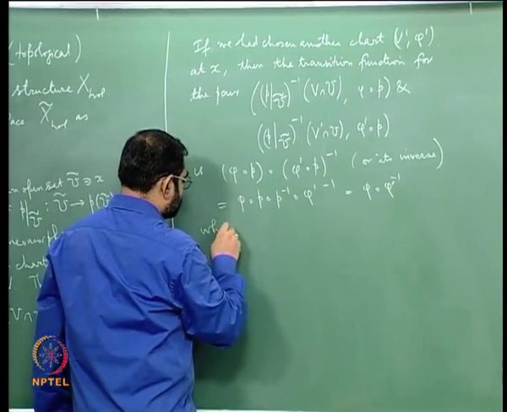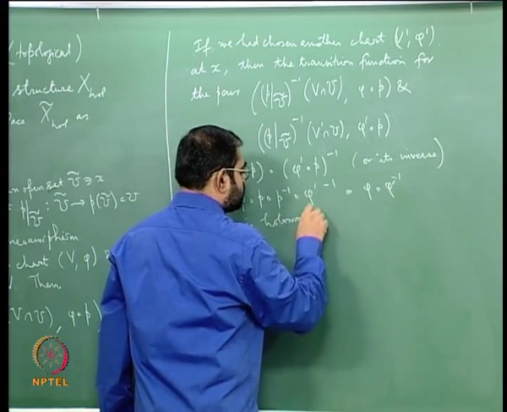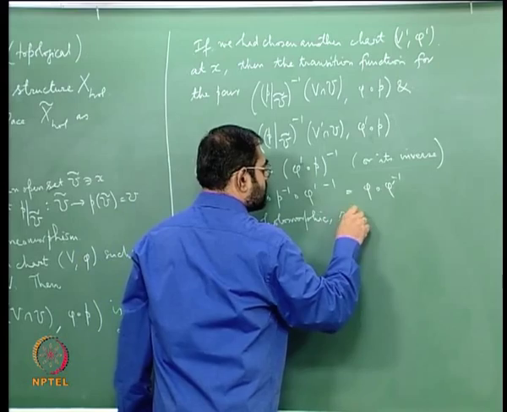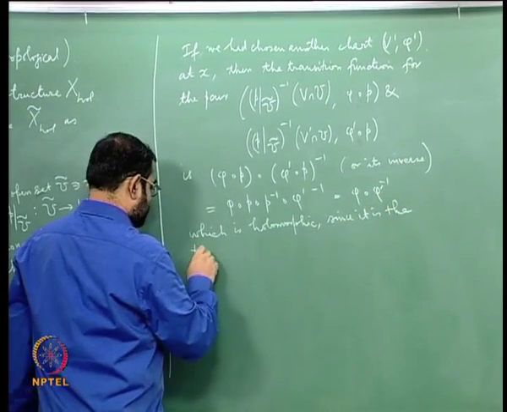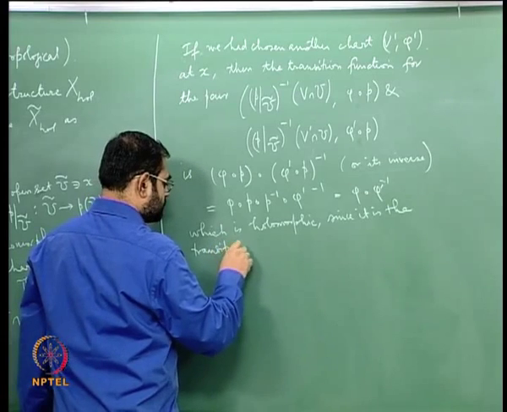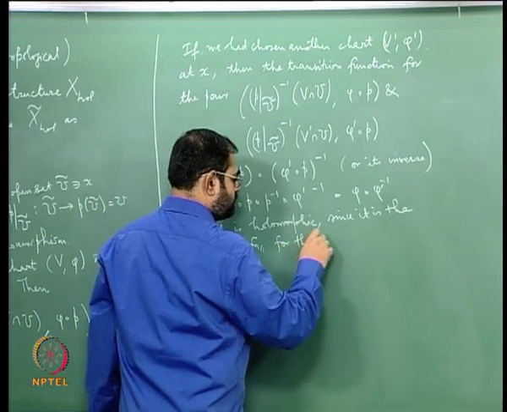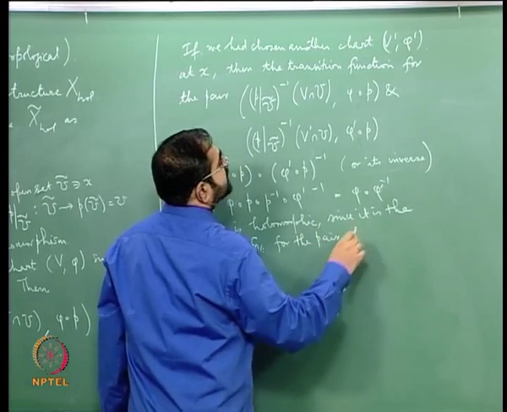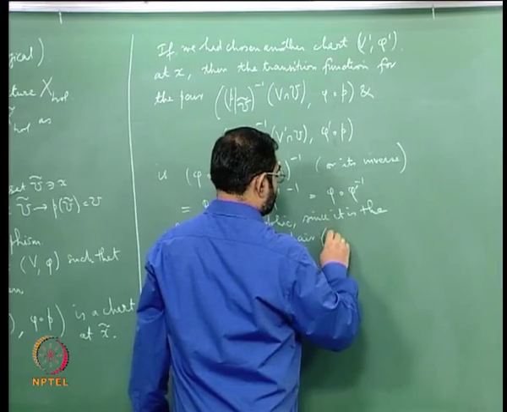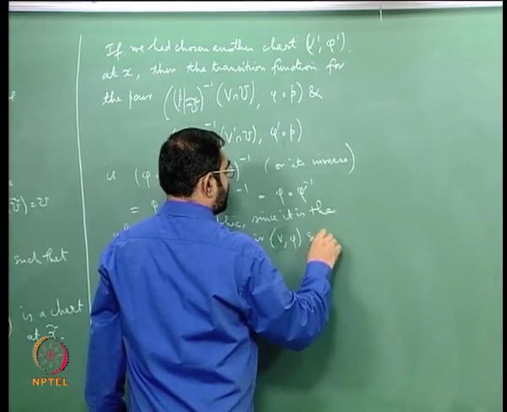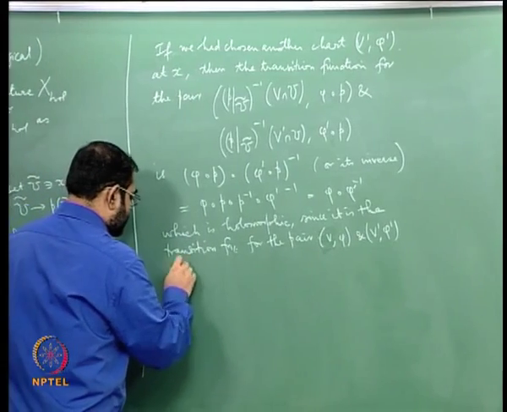which is holomorphic since it is the transition function for the pair of charts, the pair v comma phi and v prime comma phi prime, which are compatible.